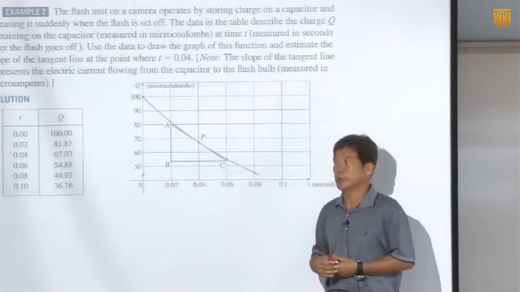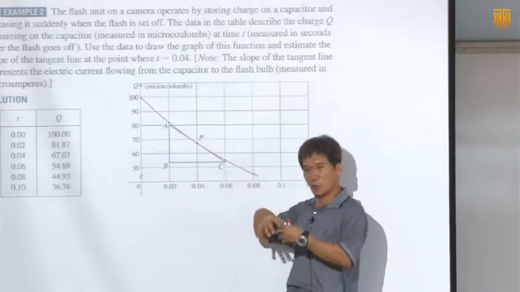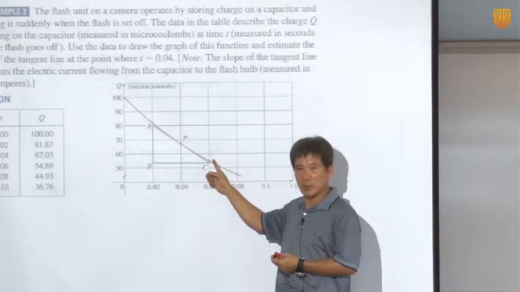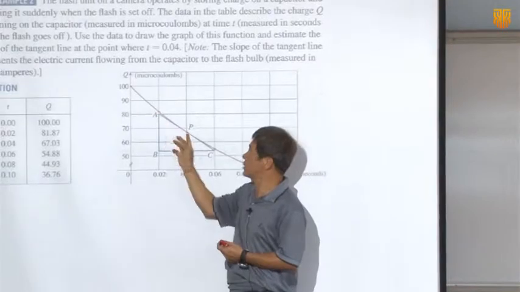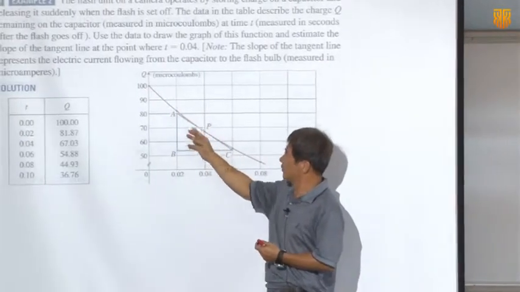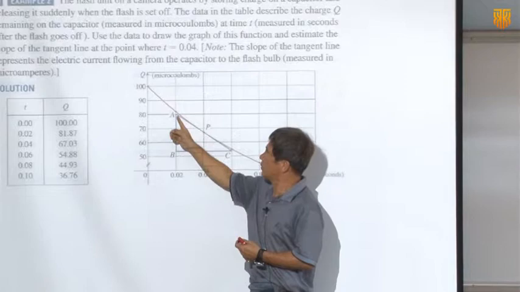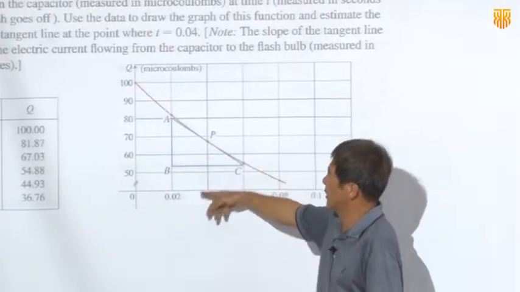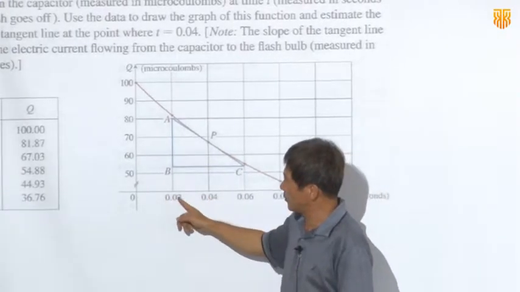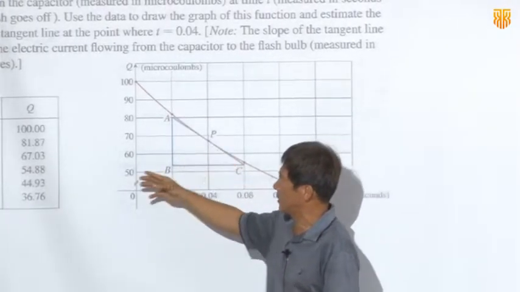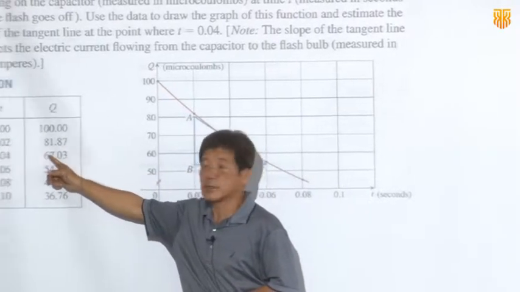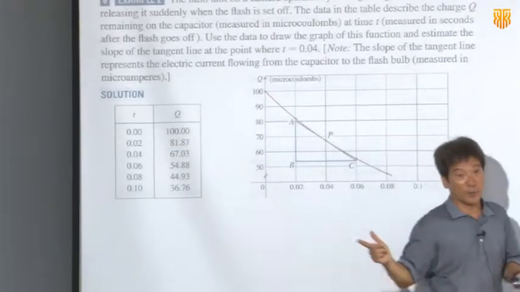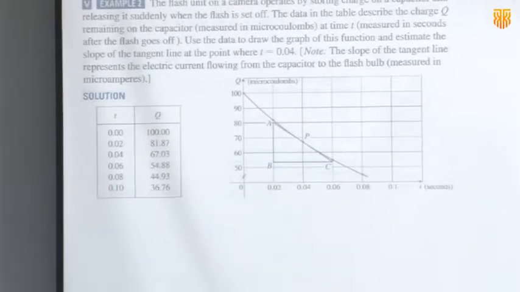Previously we said that you choose a point close to P, which is this point or this point, right? Now what is the slope through these 2 points on this secant line? You draw the secant line, and you can find the slope through these 2 points. How to find it? You can say 81.87 minus 67.03, divided by 0.02 minus 0.04. You can do it this way.